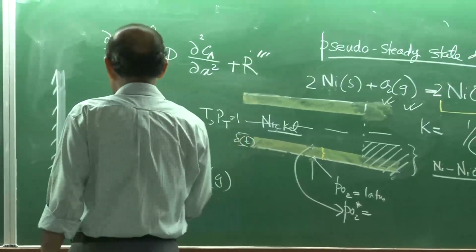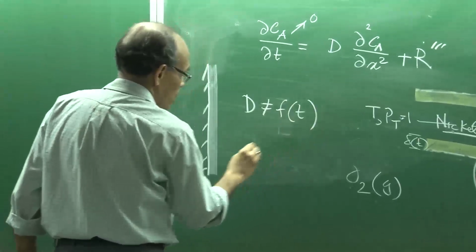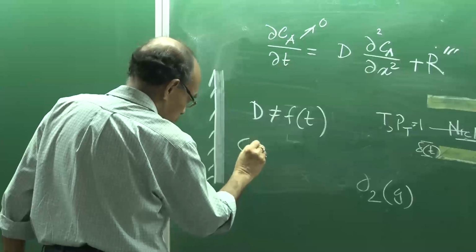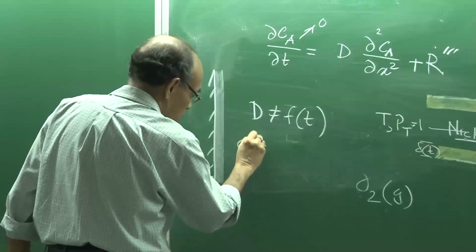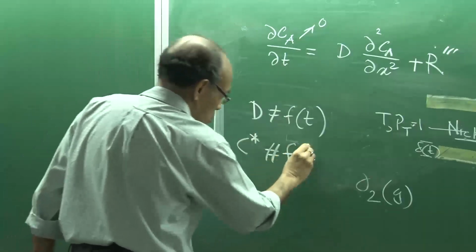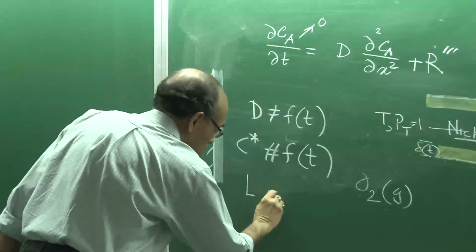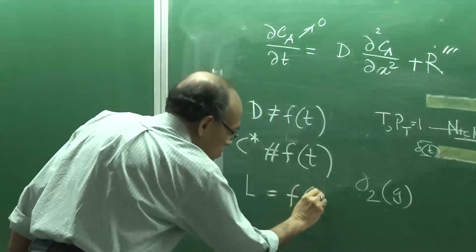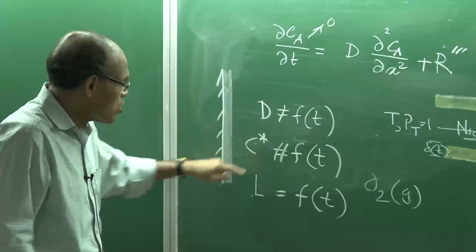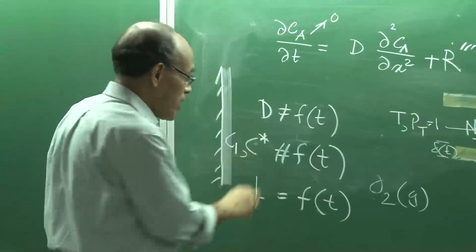So D is not a function of time in this problem. The surface concentration, that is, I will say C star, is not a function of time, but on the other hand, the diffusion path is a function of time. So the path of diffusion is a function of time. The boundary concentrations, say C1, C star, etc., are not a function of time.